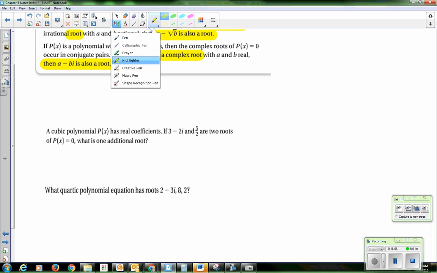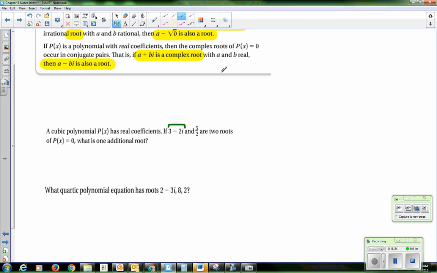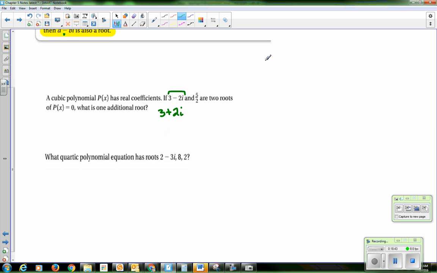So let's look at this example problem. A cubic polynomial has real coefficients. 3 minus 2i and 5/2 are two roots of our polynomial. What is one additional root? So we're going to look at the complex one, 3 minus 2i. The one with the opposite sign in the middle is also going to be a root. So an additional root is 3 plus 2i. Both of these are roots. Done. I know that seems too easy. It's just that simple. Here's where it gets a little bit difficult.